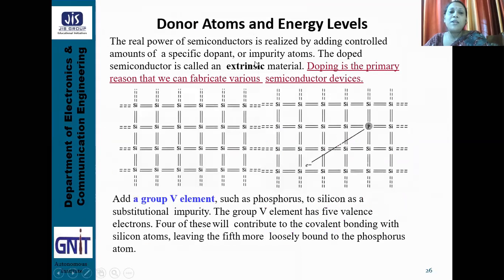So moving to our next slide, donor atoms and energy levels. As we know, the real power of a semiconductor is realized by adding a controlled amount of a specific dopant.